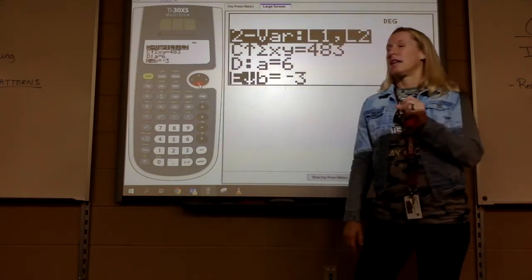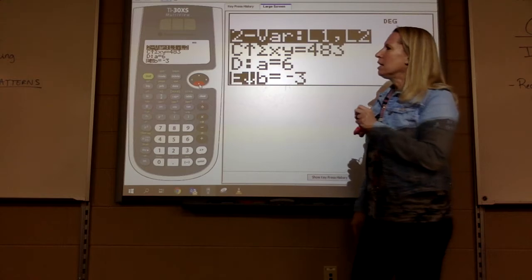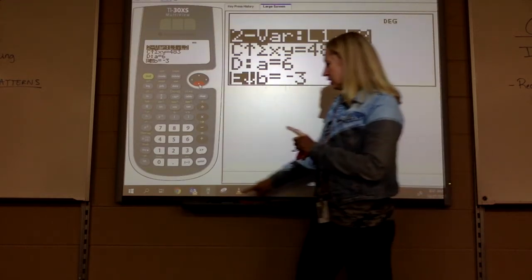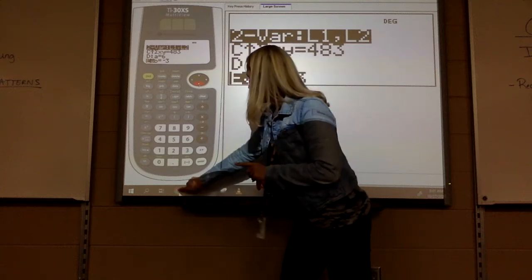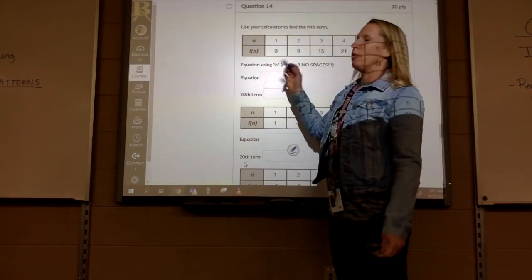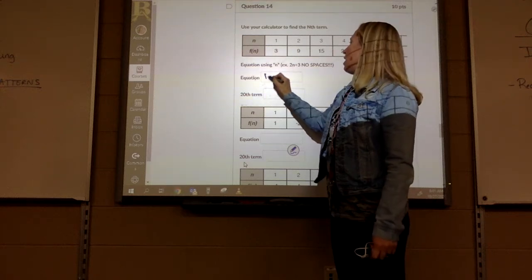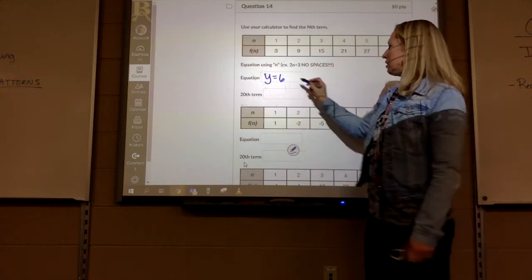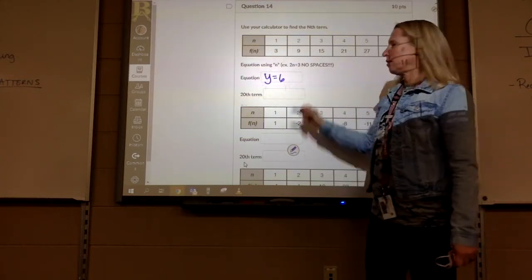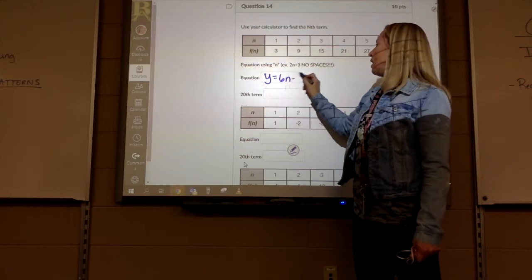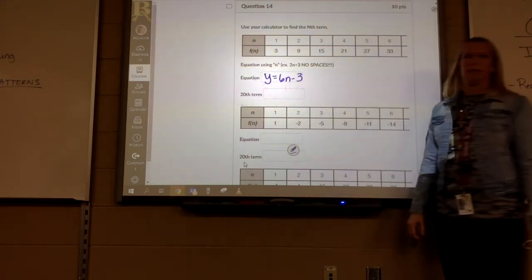Okay, 6 and -3. 6 is your slope. -3 is your y-intercept. So this is what you're going to type. You're going to put y equals, you can do 6n or 6x. Was the slope 6? Yeah. What was the y-intercept? -3. So 6n -3, no spaces.